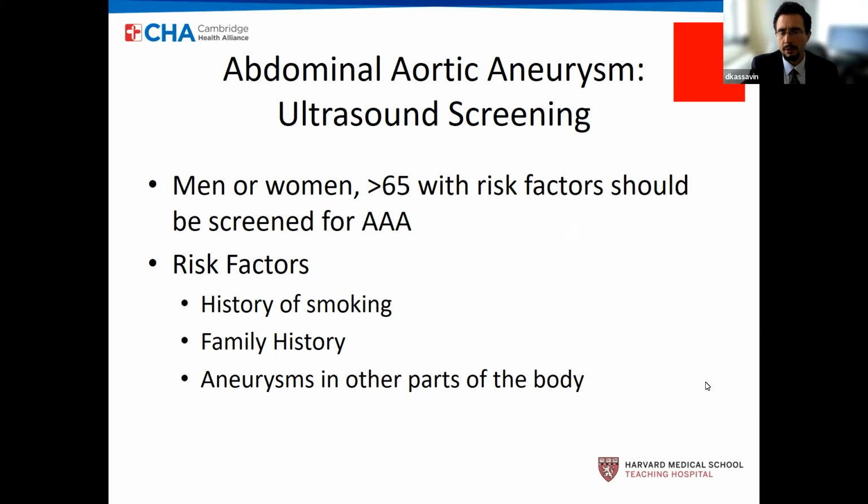So who do we screen? We screen men or women who are greater than 65 years of age and who have the risk factors. Those risk factors include a history of smoking, a family history of aneurysms, and if you've got other aneurysms in other parts of the body, there is a higher risk of having abdominal aortic aneurysm as well.